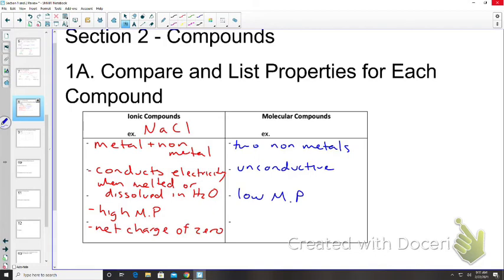Things I forgot, molecular compounds, they share electrons. Ionic compounds, we have transfer of electrons. Share electrons, low melting point, unconductive, 2 non-metals. An example of a molecular compound. Does anyone come up with one off the top of your head? Carbon monoxide? Cool. Absolutely. Okay, so make sure we know the differences between ionic and molecular compounds.